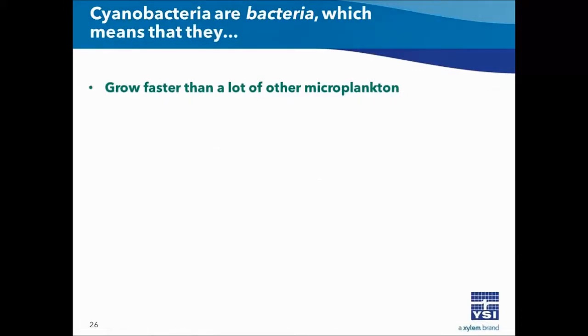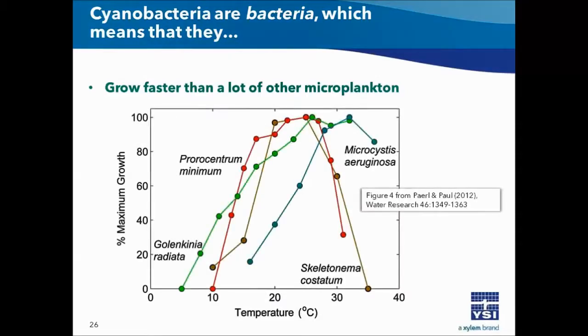One of the reasons that's important in the context of harmful algal blooms is that bacteria grow fast. If we look, for example, at this graph, which is from Paerl and Paul of 2012, this is showing optimal growth for different organisms. The only organism on here that's a blue-green algae is Microcystis aeruginosa. The rest of these are what we might call healthy algae in a lake. These are some common organisms that we see.